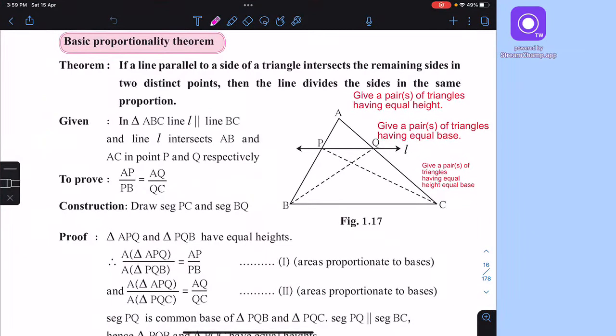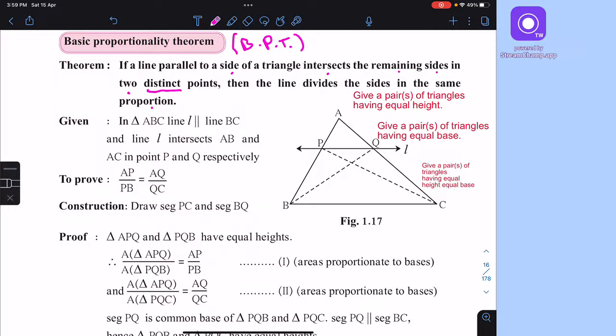Dear students, today we are going to see the basic proportionality theorem. This is also written as B.P.T. The theorem states that if a line parallel to a side of a triangle intersects the remaining sides in two distinct points, then the line divides the sides in the same proportion.